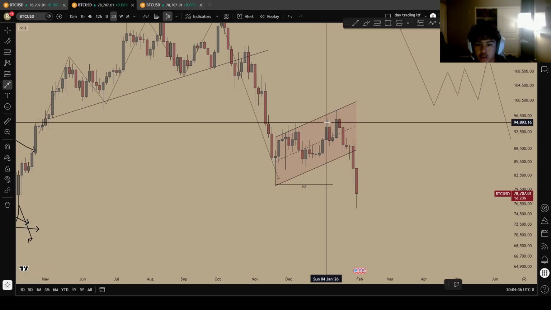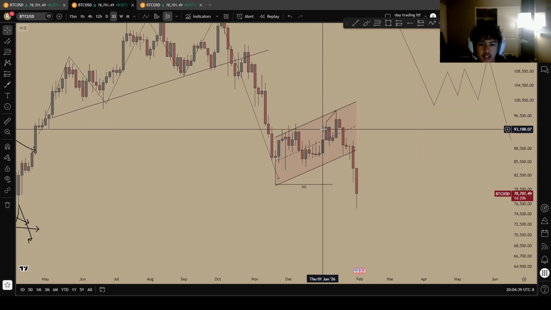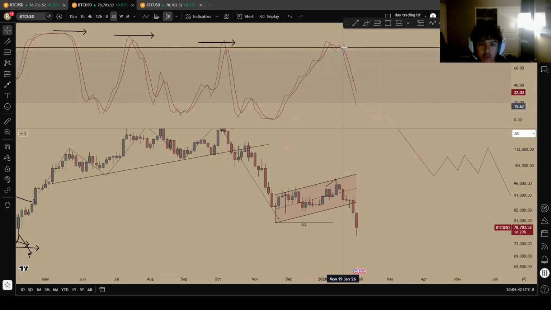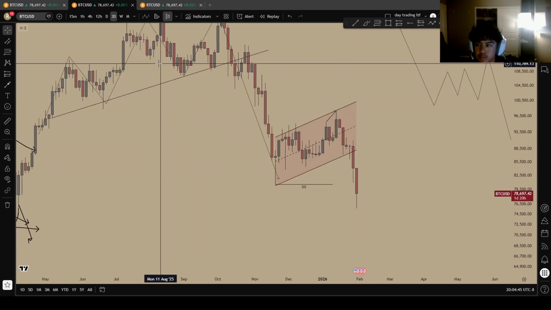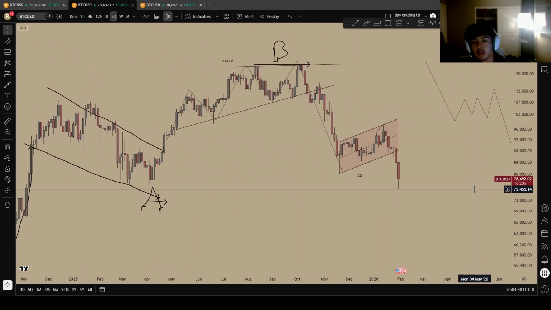Okay, here you also have another divergence where price makes a higher high, the indicator right here makes a lower high, so that's another red flag around 97,000. Okay, so that's already confirming the bias of price wanting to go lower.